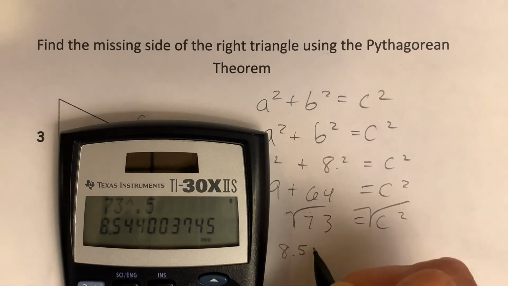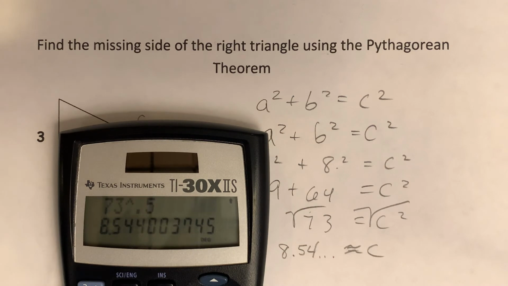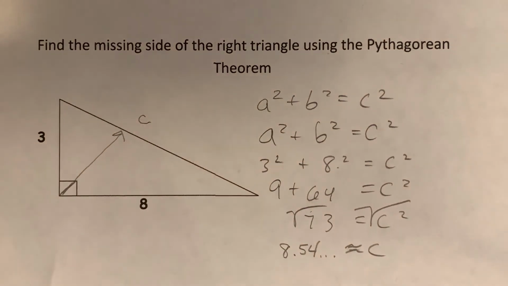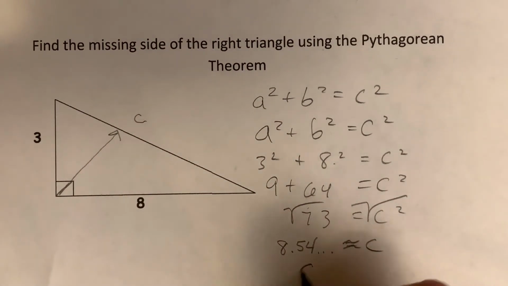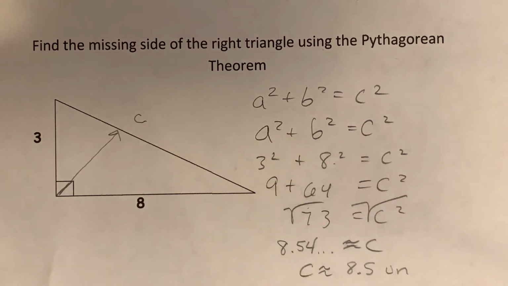It's irrational. So 8.54, let's go like that. For now, it goes on forever, of course, equals C, or is approximately equal to C. And then we're going to try and round our answers to the nearest tenth. So we're going to say C is about 8.5. And there are no units here, so we'll just say units.